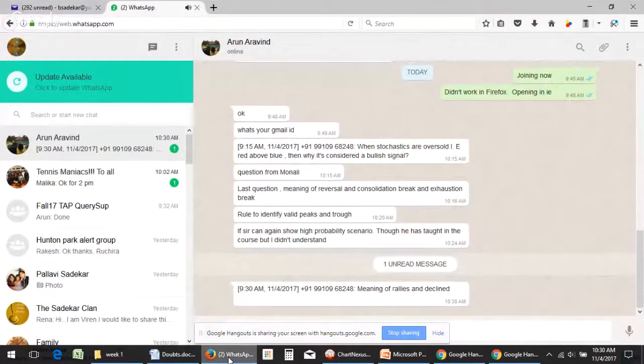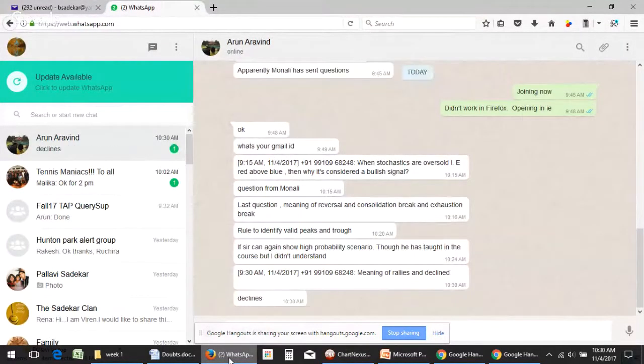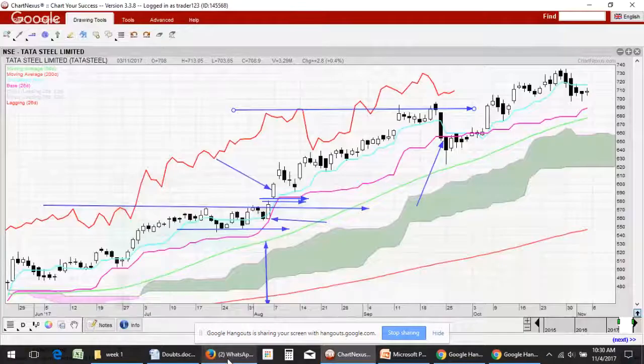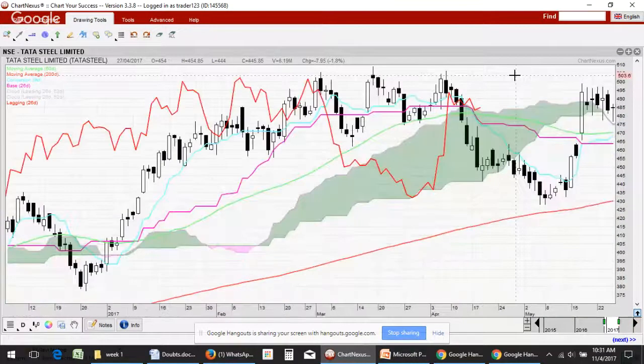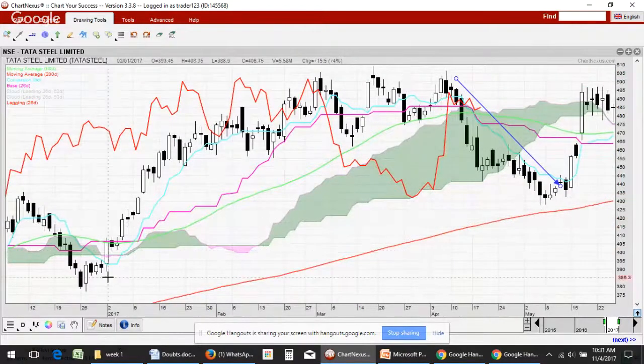Let's see. What is the meaning of rallies? Rallies is just this. This is a rally right here. There's nothing more to it. Usually in a trending market, whether it is a bull trend, you'll have rallies. In a bear trend, you'll have declines. Let's see, there's a decline on this guy. Here, this is a decline. So that's all those two terms mean, a rally and a decline. That's a rally, that's a decline.